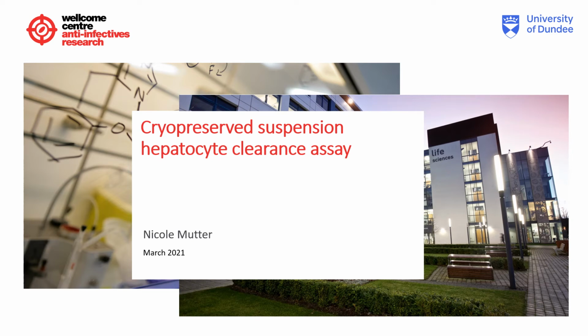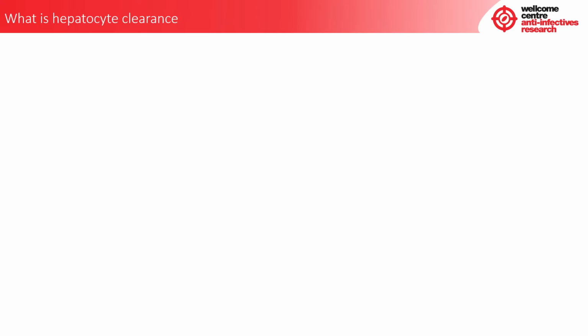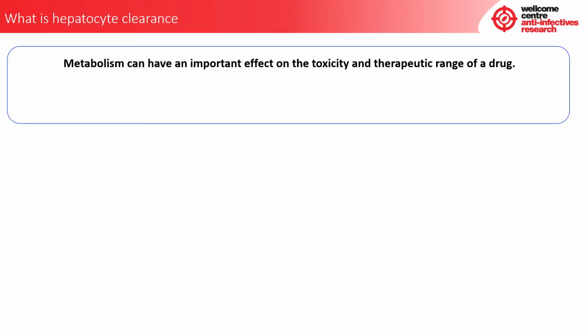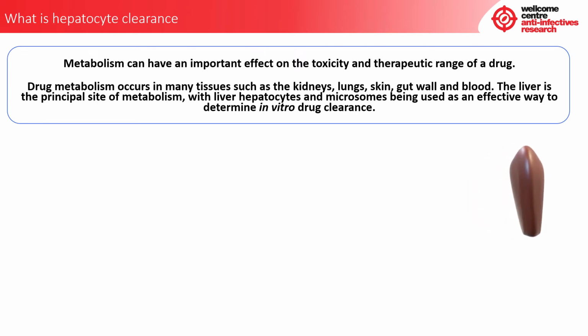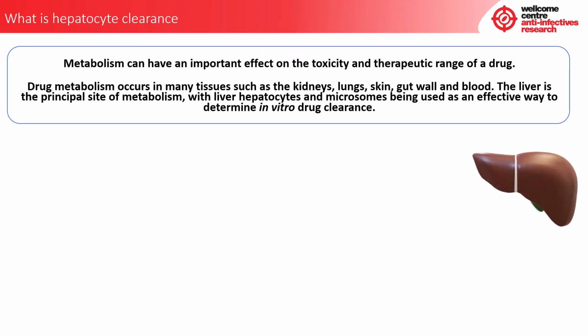This video describes the process of the cryopreserved suspension hepatocyte assay commonly used to determine in vitro clearance. What is hepatocyte clearance? Metabolism can have an important effect on the toxicity and therapeutic range of a drug. Drug metabolism occurs in many tissues such as the kidneys, lungs, skin, gut wall, and blood. The liver is the principal site of metabolism, with liver hepatocytes and microsomes being used as an effective way to determine in vitro drug clearance.